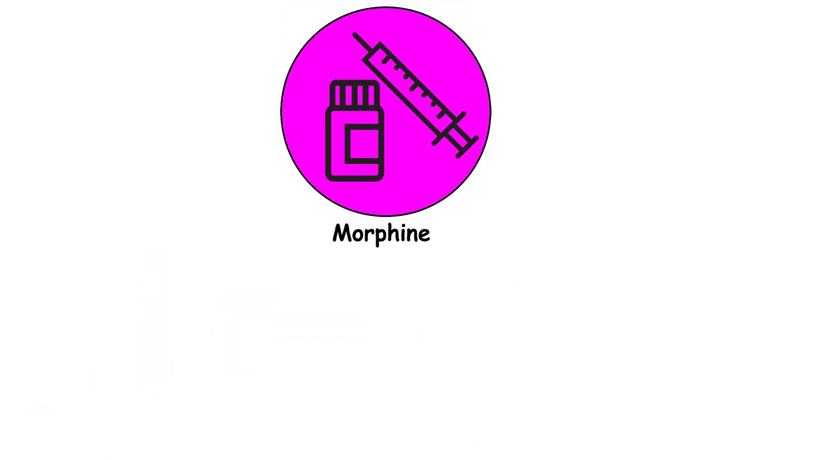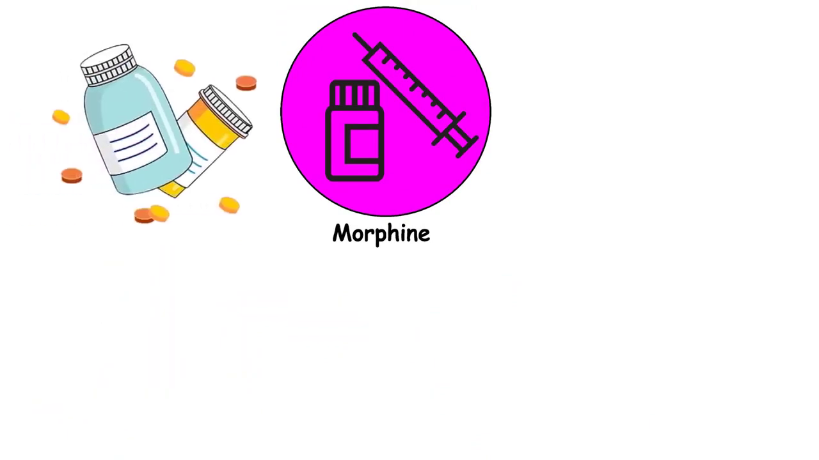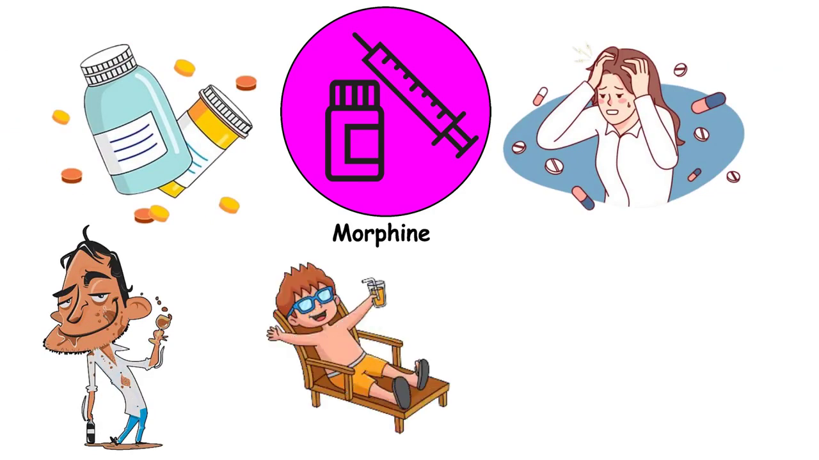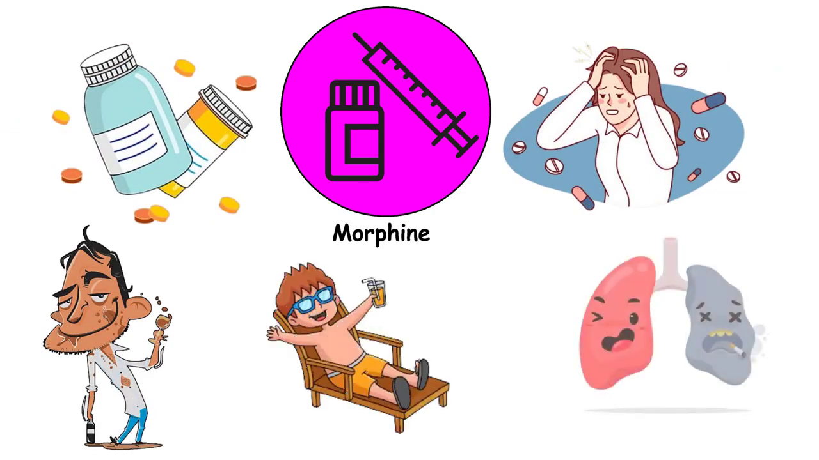Morphine. Morphine is a potent opioid medication used to relieve severe pain. It produces feelings of euphoria, relaxation, and sedation, but can also cause respiratory depression and physical dependence.